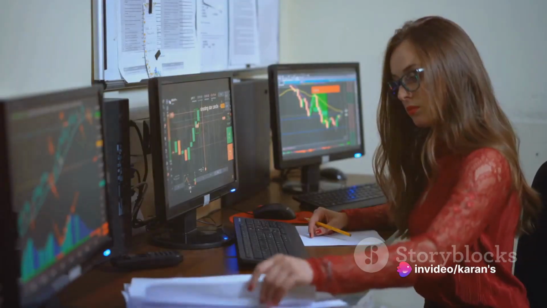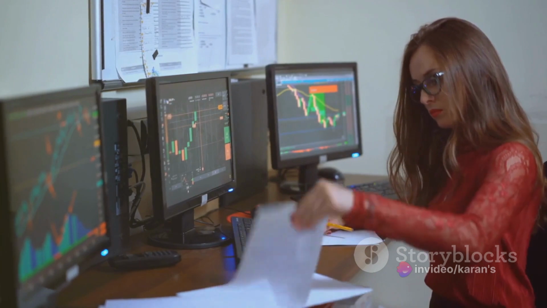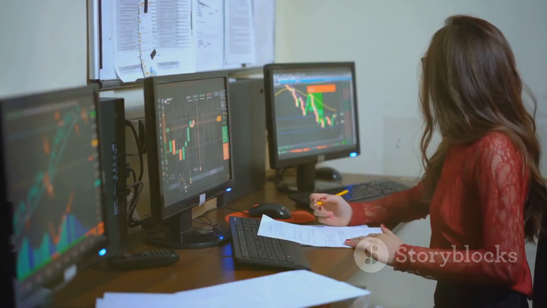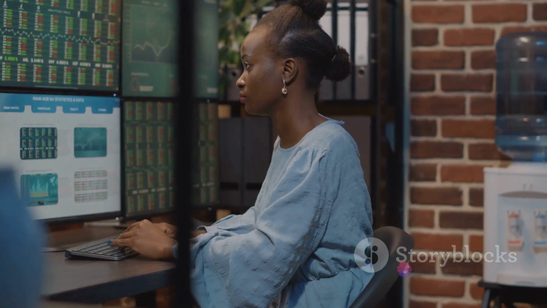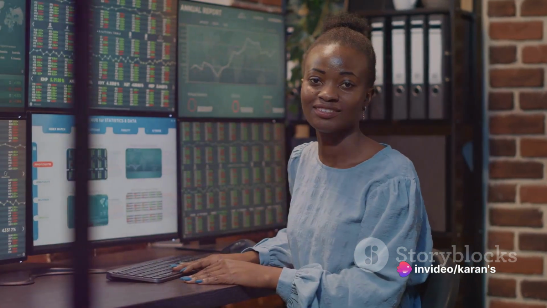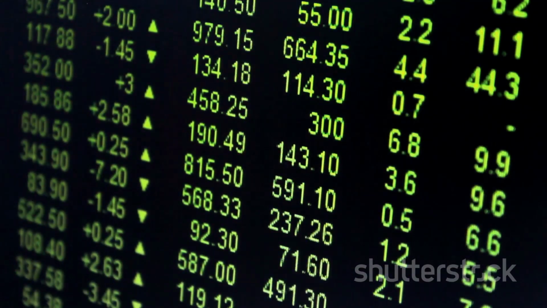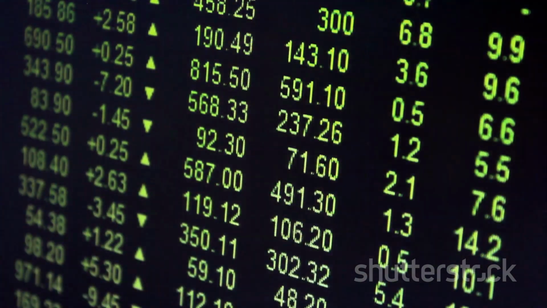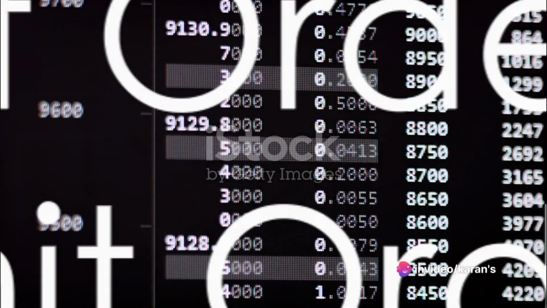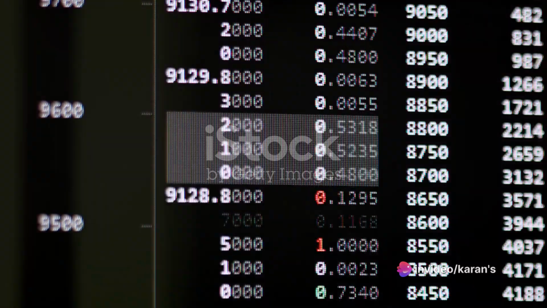Swing trading, on the other hand, is a more relaxed approach. It involves holding onto assets for a few days or weeks, waiting for the perfect moment to sell. Position trading is a long-term strategy. Traders hold onto assets for months or even years, betting on long-term trends in the market. Lastly, scalping is a high-speed trading strategy where traders make numerous trades in a day, hoping to profit from small price changes.